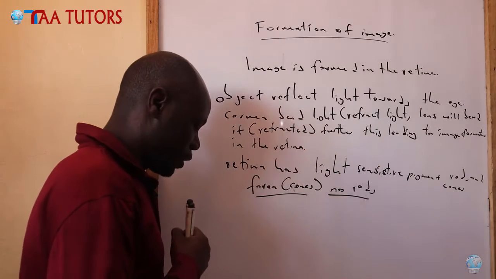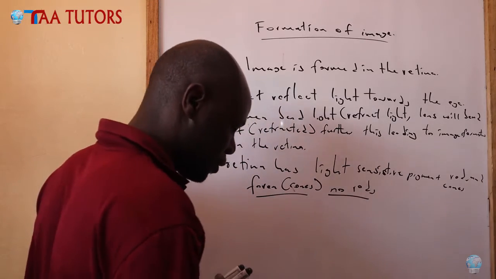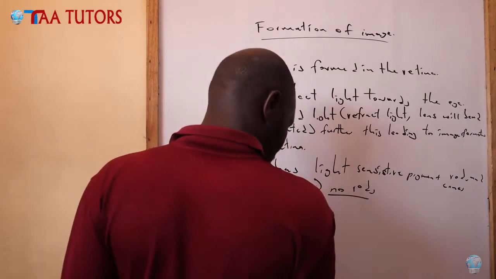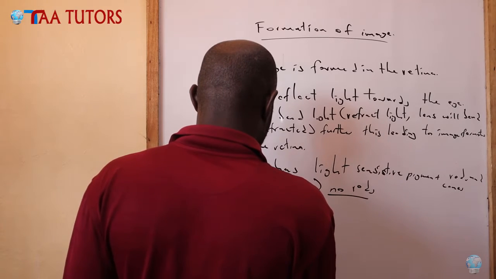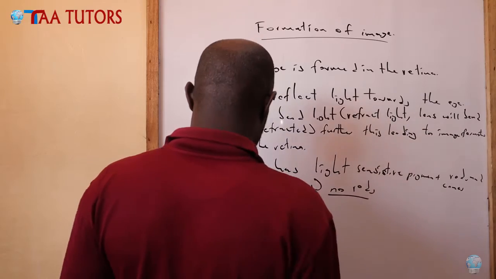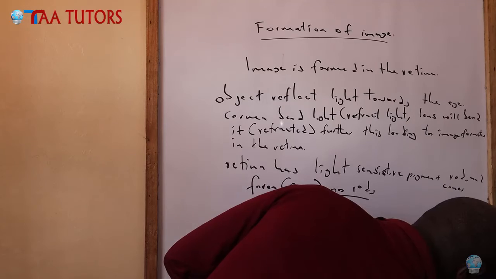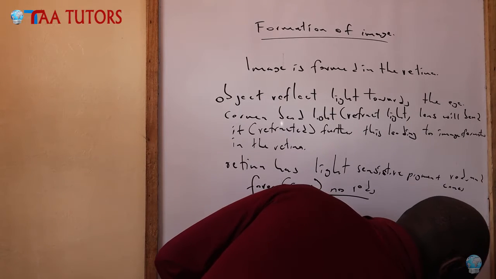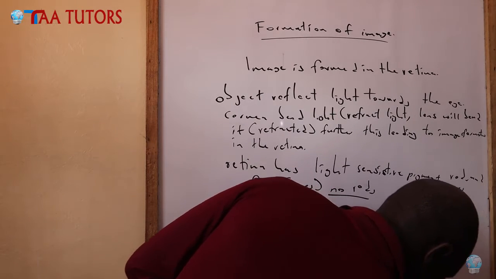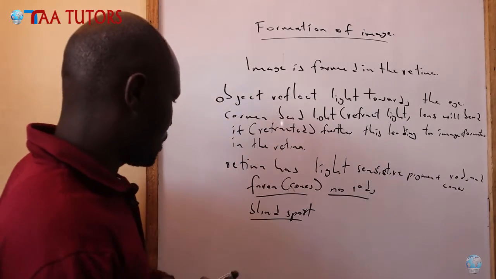Before the impulses leave the retina, there is a part of the retina that we call the blind spot. This is a part of the retina that is just at the neck of what we are calling the optic nerve.